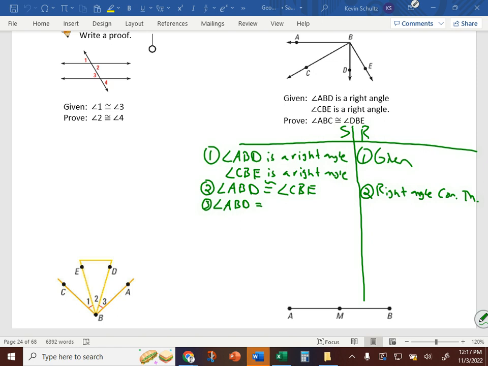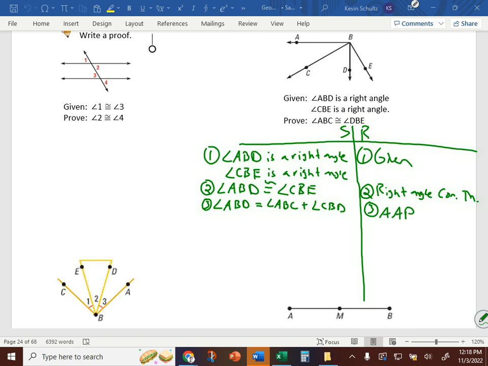Angle ABD is equal to the sum of angle ABC and CBD. Okay? Angle ABD is the sum of angle ABC, which is this top angle here, right? And plus CBD, bottom angle. Okay? Catherine? Angle addition postulate, right? An angle is the sum of its parts. So step 3 reason is angle addition postulate.